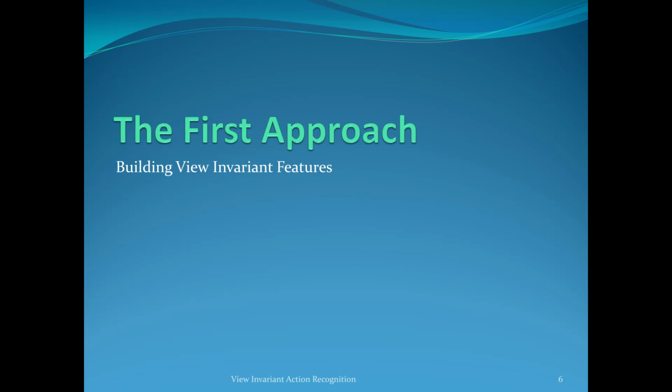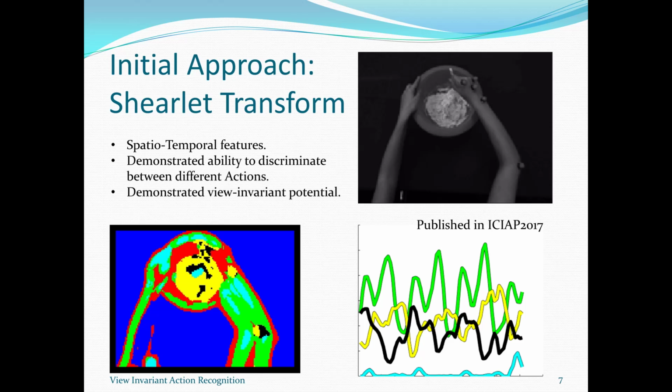The first approach was building view invariant features. For this, we used the shearlet transform, which was being used at the time. There was work going on here, so we tried to apply spatiotemporal features derived from this transform on this particular data set, and we noticed that it did show invariant properties.